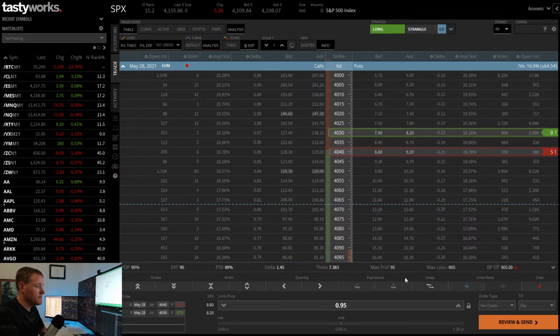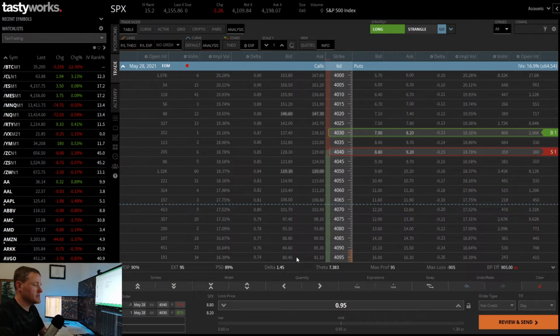Huge risk for a smaller reward, but look at your probability of profit, 90% probability of profit. And you even have an 89% probability of capturing just 50% of this. So you have a very high probability trade that, of course, gives up some of that risk reward side. Again, we look at some of our metrics down here. We see that the delta here is $1.45, but we also look at the theta.